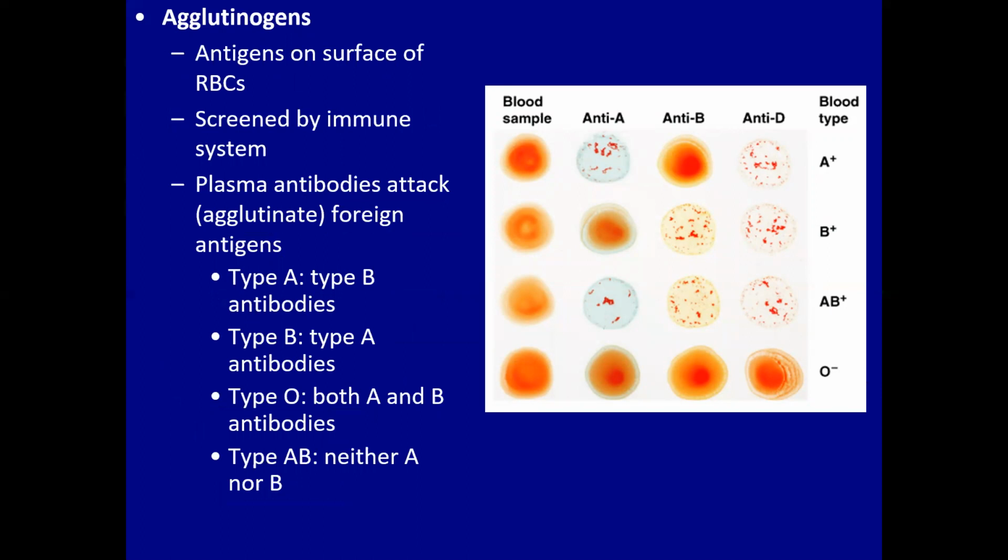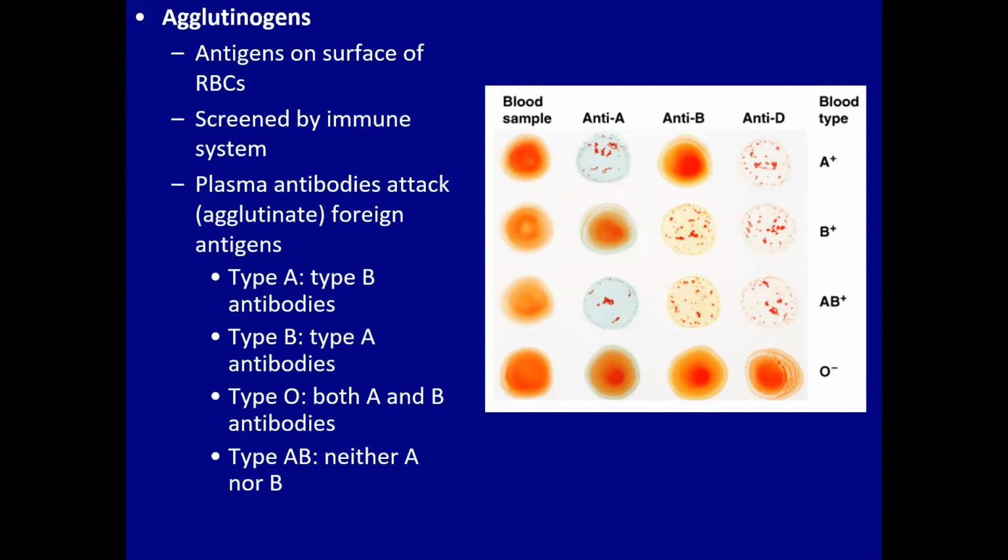So agglutinogens are another term for the antigens that are found on a red blood cell. Your immune system screens it, and you have antibodies that are in your plasma that will attack. So type A has type B antibodies, type B has type A antibodies, type O has both A and B antibodies, and type AB has neither A nor B.